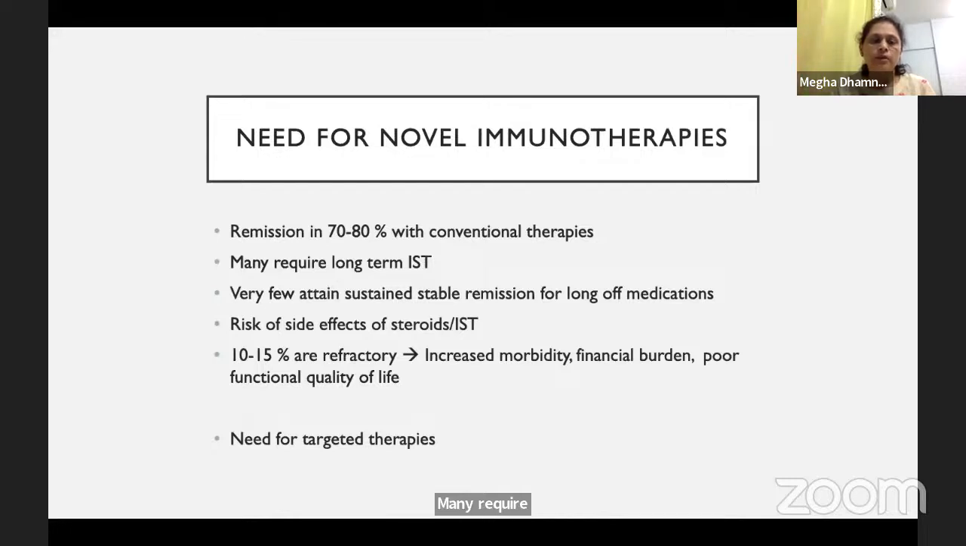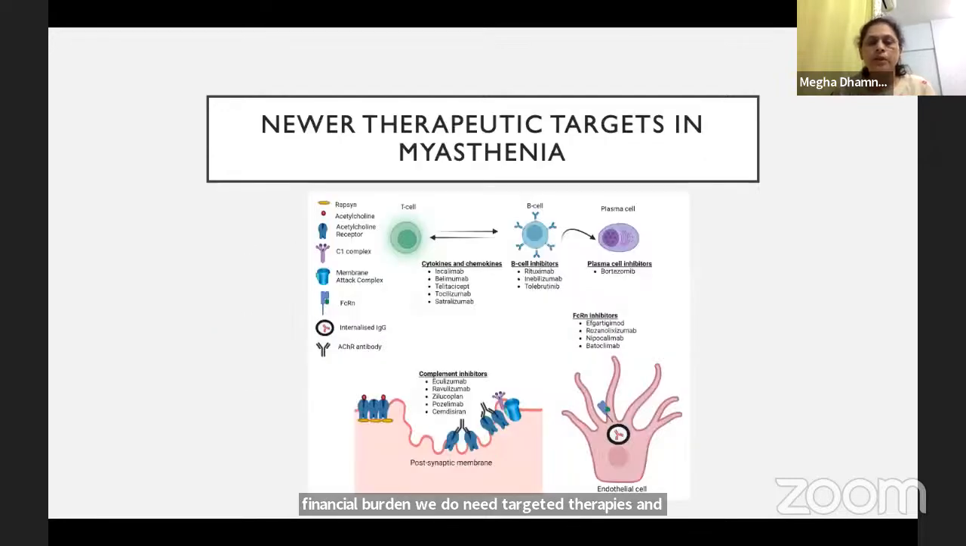Now, because the remission with conventional therapies is 70 to 80%, many require long-term therapies, and we are limited because of the side effects, with 10 to 15% which are refractory, but still it increases the morbidity and the financial burden. We do need targeted therapies, and that's the reason why a lot of research is being done here. There are a lot of newer therapeutic targets in myasthenia, as shown in this cartoon.